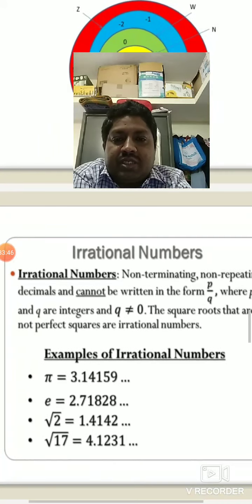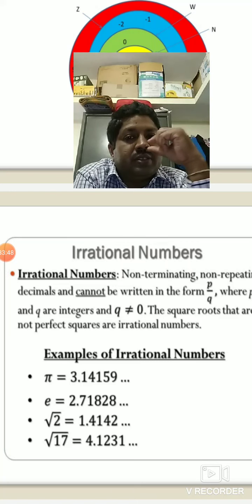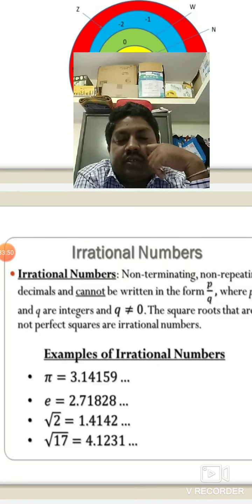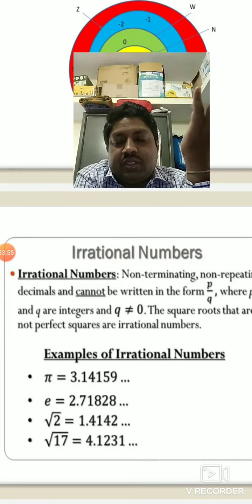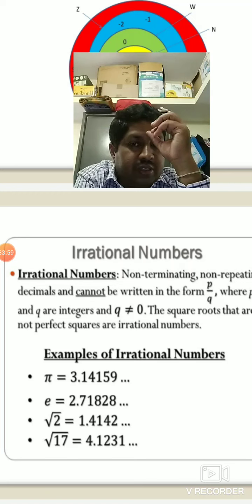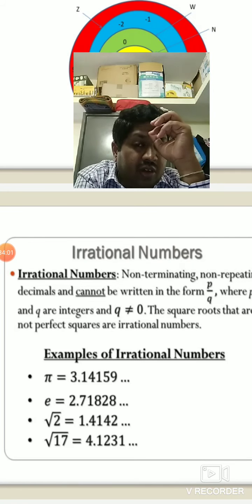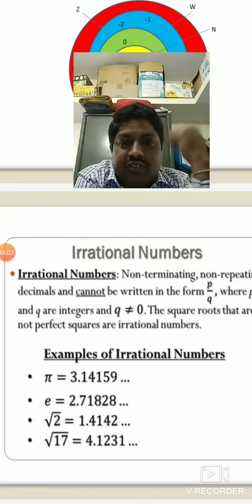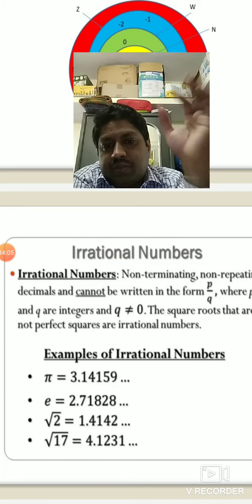Next in the number system are irrational numbers. Rational numbers, you already know that. Decimals, recurring decimals and all these things are rational numbers. Now, irrational numbers. In class 9 you already understood what irrational numbers are, right?